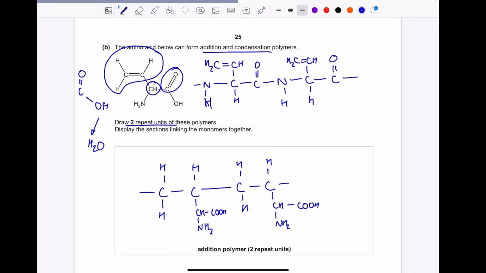Now, as for brackets, that was not required. On the mark scheme, it was also ignored, so whether you did the square brackets or the curved brackets, it did not matter.